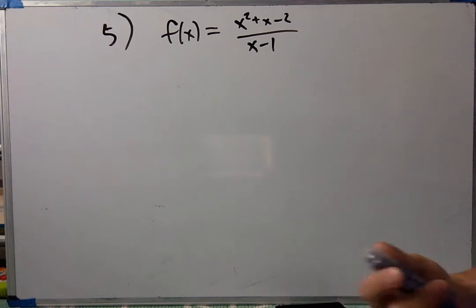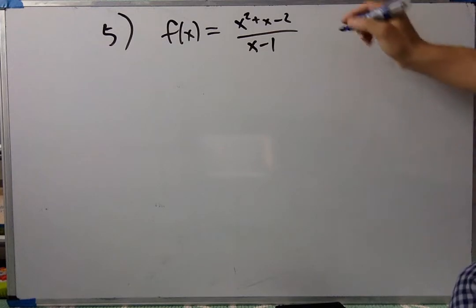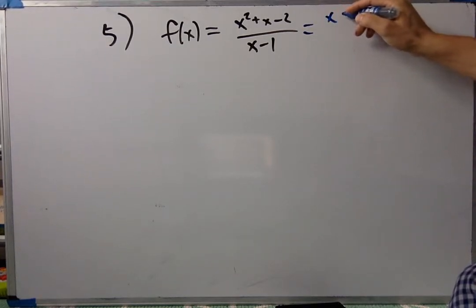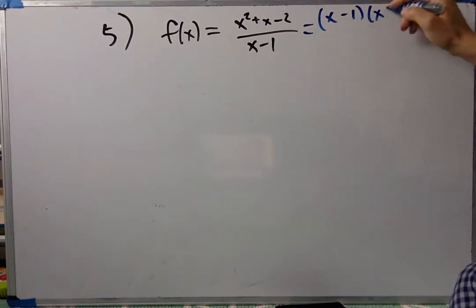Alright guys, this is the last graphing question. We're going to do it the same way as always. We're going to reduce first. To reduce this time, I'm going to factor, like always. So this factors to (x - 1)(x + 2).